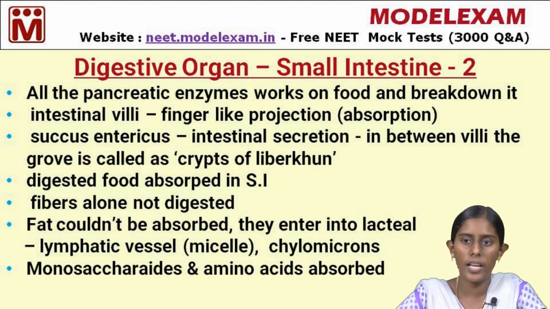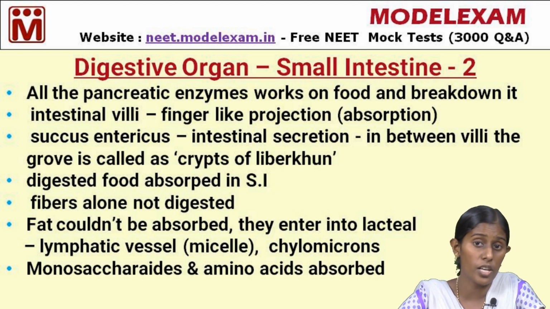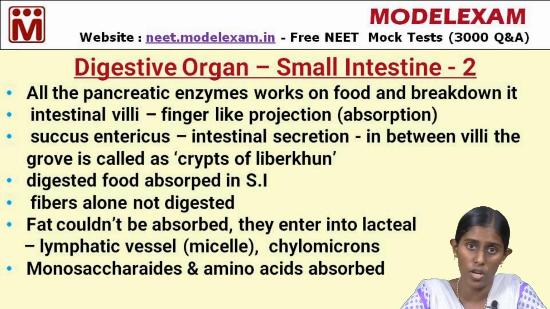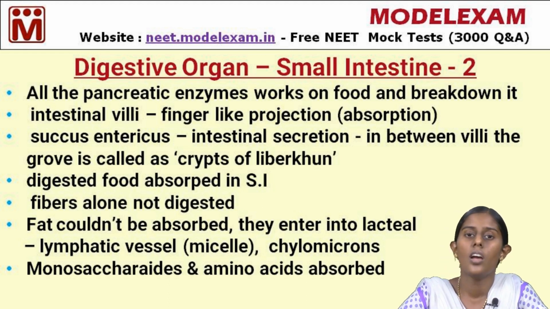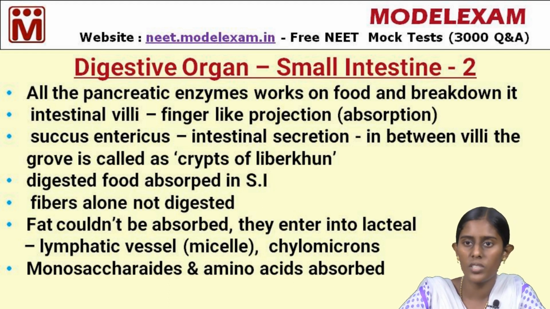And the pancreatic enzyme trypsinogen is converted into trypsin in the duodenum region only. Next, chymotrypsinogen is converted into chymotrypsin by the trypsin, which also happens here. These enzymes act on the food. First, the polypeptides from the chyme are broken down into dipeptides and monopeptides with the help of trypsin and chymotrypsin. Next, carboxypeptidase breaks them down into amino acids.